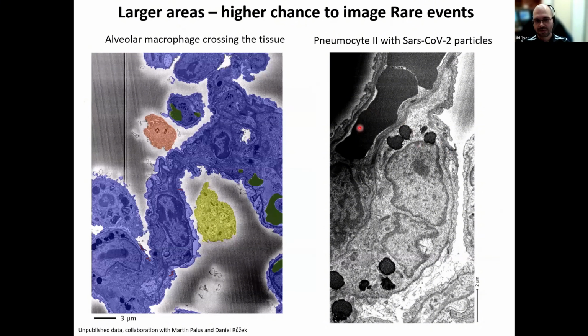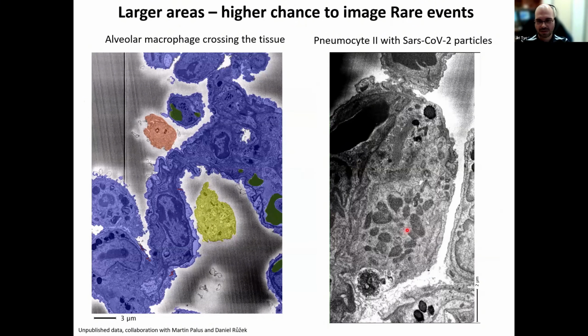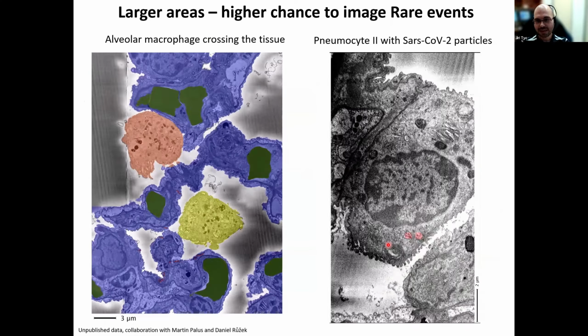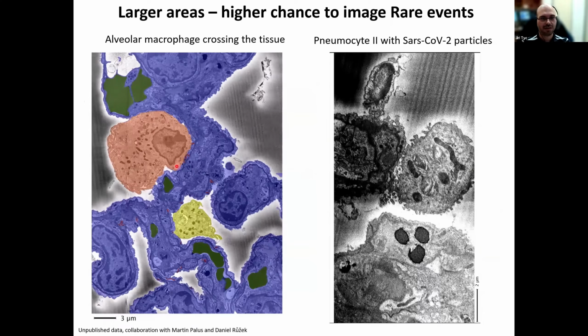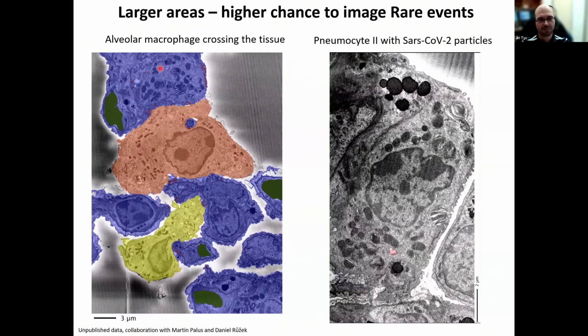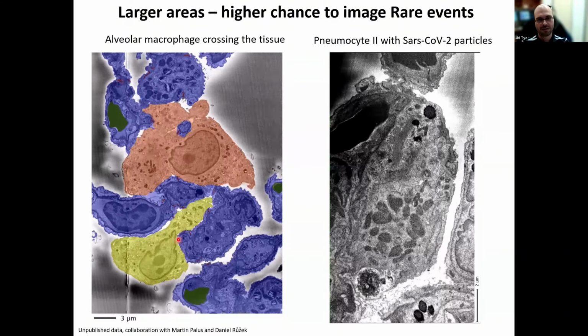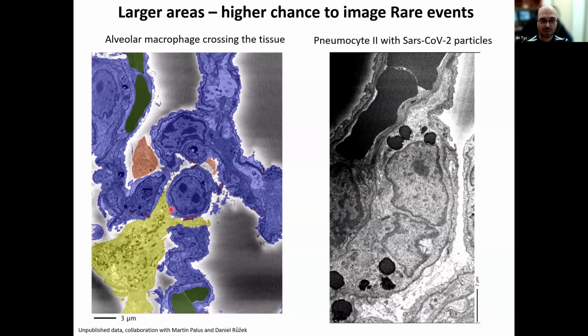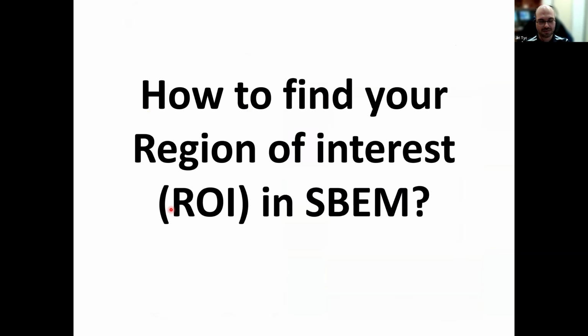Because of the large field of view, you can find rare events. In this case, you can see a pneumocyte 2 with the COVID particles inside of the cell. And here on the left side are alveolar macrophages that are actually going from one alveolus to another through the septum. In blue, you have the septum, and there are two alveolar macrophages. The macrophages can dissolve the tissue at the tight junctions, which are marked red here, and they go through the tissue to where they need to be, in this case where the disease or the virus is.